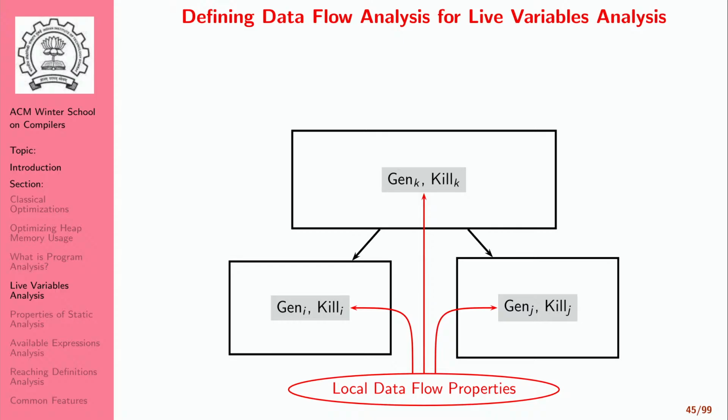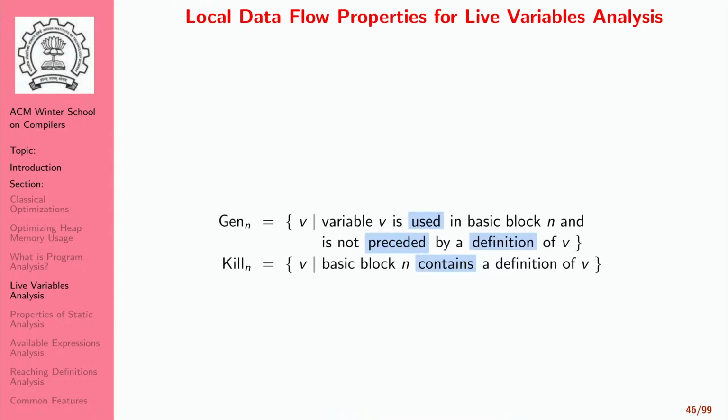using the path-based specification that we have given before. We just look at this. From here to here, is there a use of V which is not preceded by a definition of V? Then V is live. Is there a definition of V somewhere? Then V's liveness has been killed. That's what this says. So this is how we define gen.